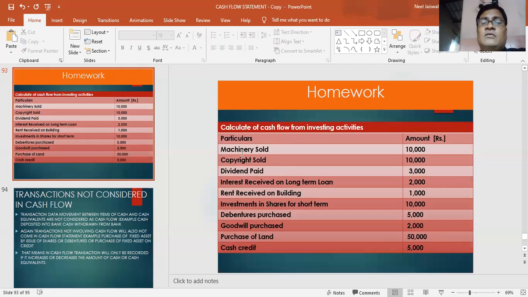Now this is your homework, students. Machinery sold, copyright sold, dividend paid, and all these things are given. Whatever is not required, you will not take in investing activities, and you will give a note. Whatever is required, you will definitely give in the investing activities. Clear, students? So this much is done.